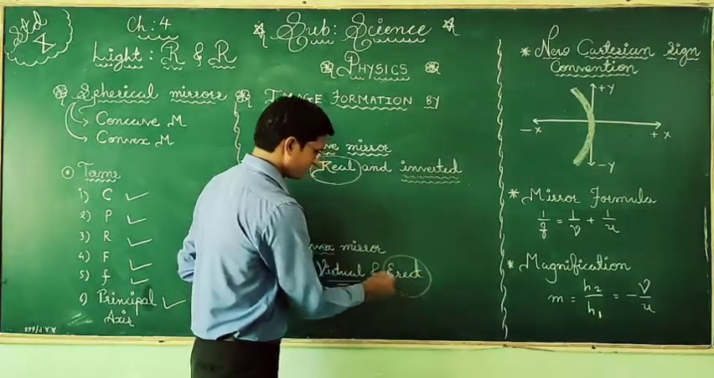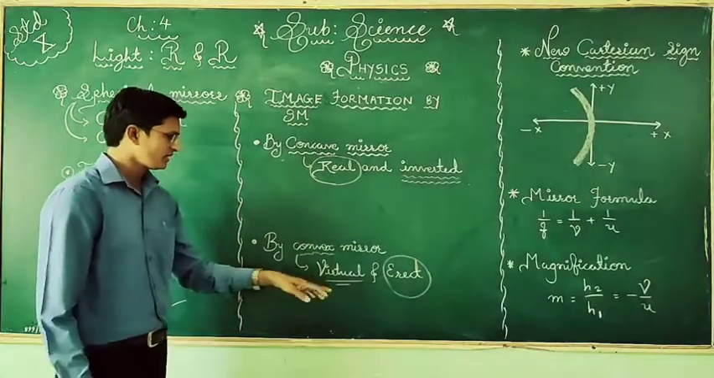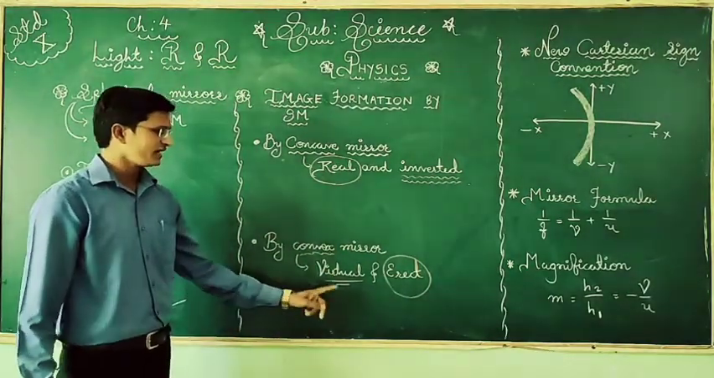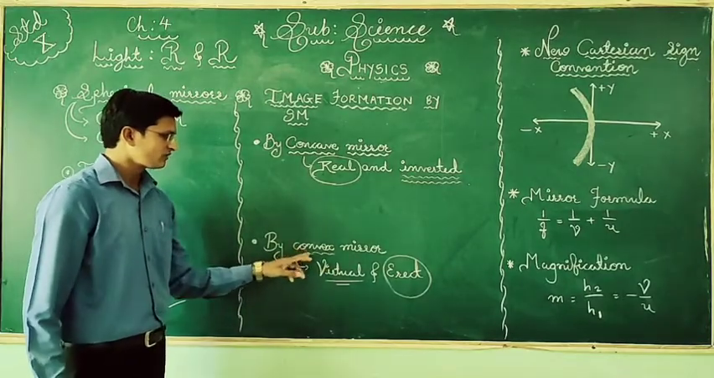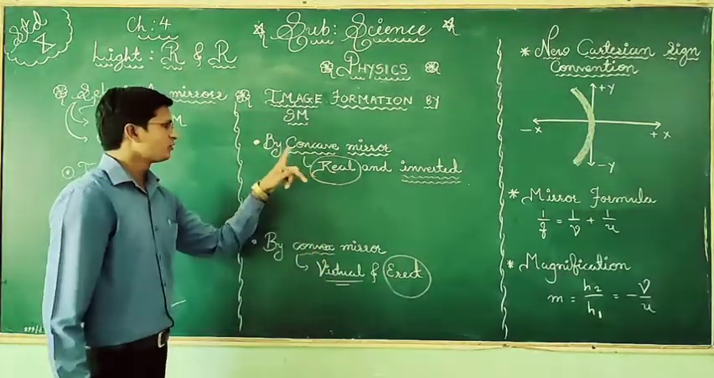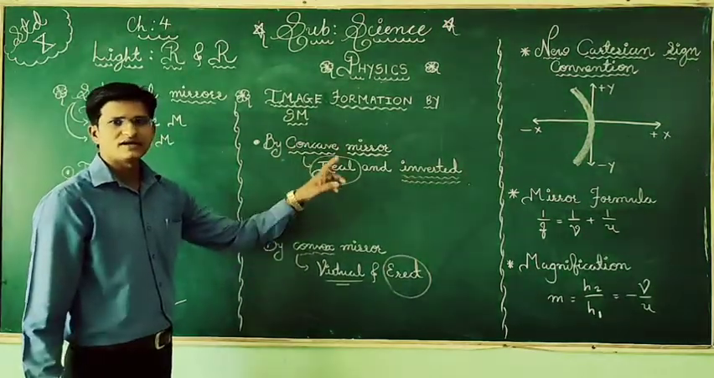Okay, the position of the image means how it will form. So a virtual and erect image will form. In a convex mirror, the image is virtual and erect. In a concave mirror, the image is real and inverted.